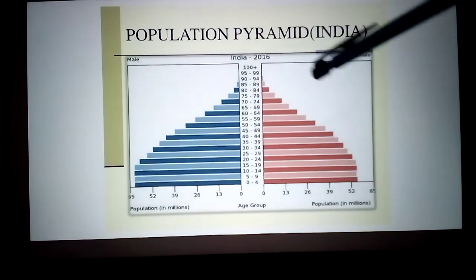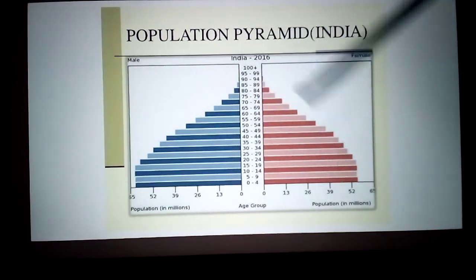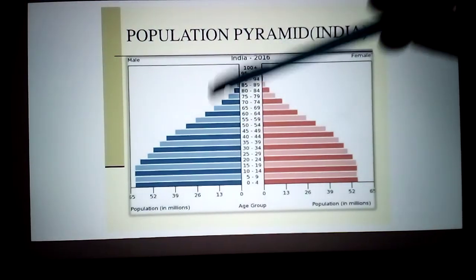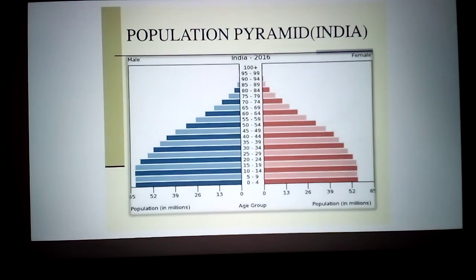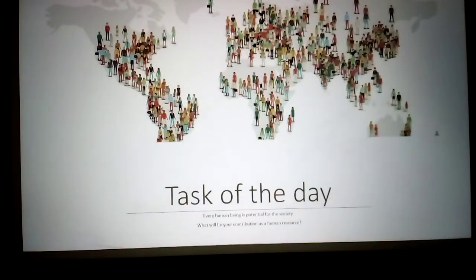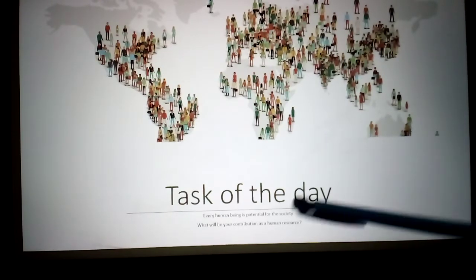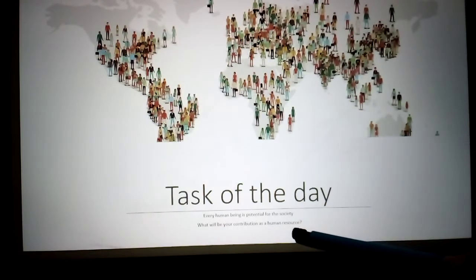And second, you also have to practice this pyramid. You have to draw this one also. You can easily understand. That is the task of the day. So what will be your contribution as a human resource?